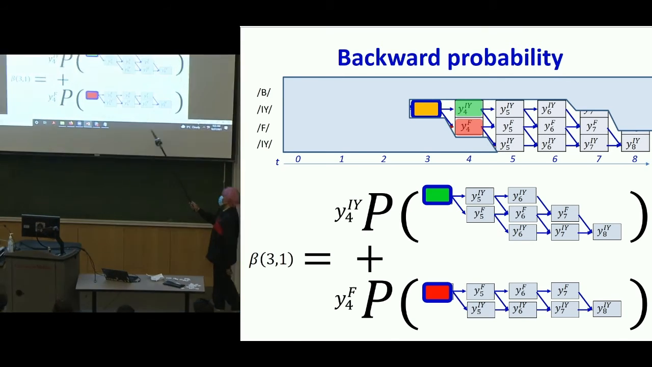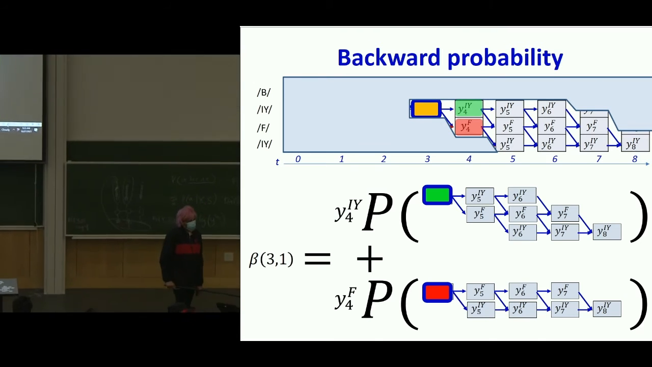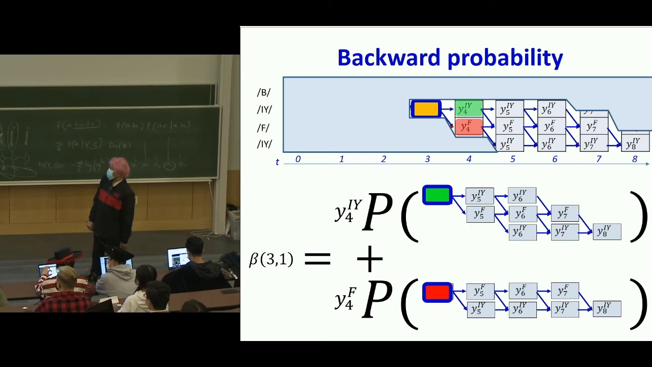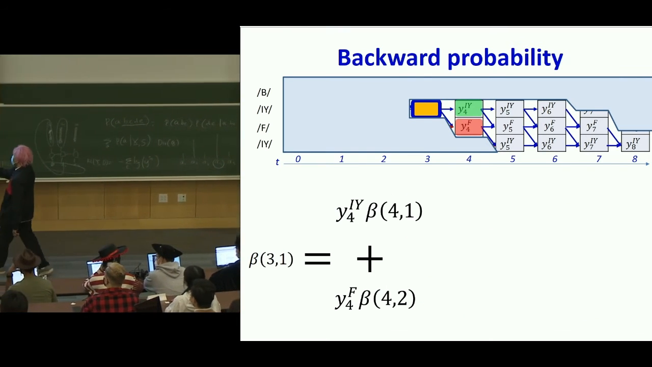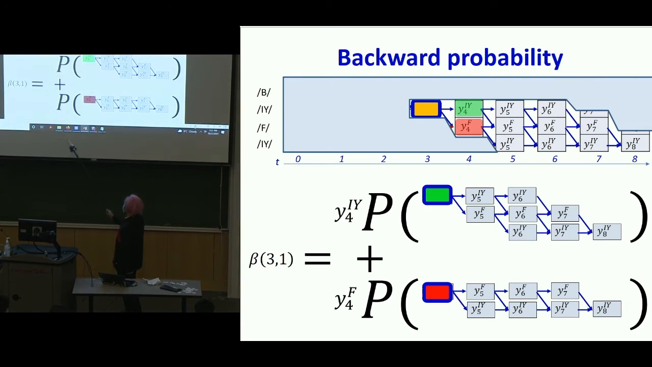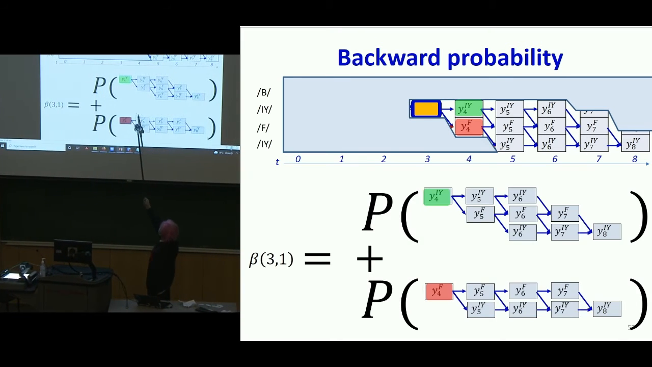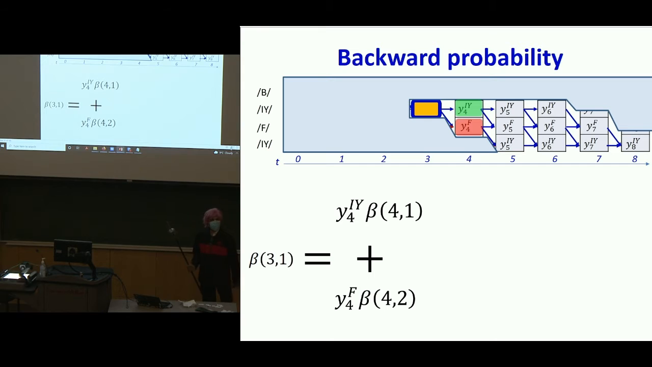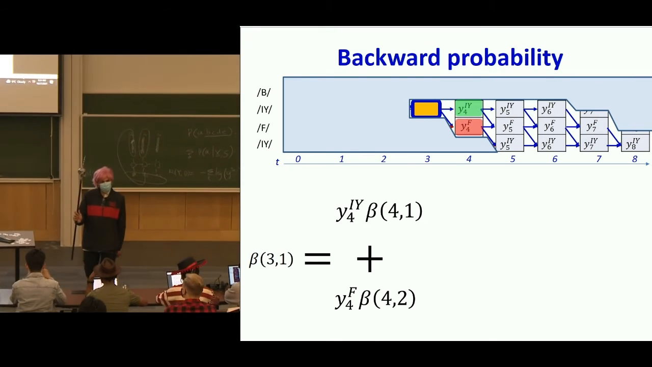Thank you, right? I can just pull y4 out, and now this begins to look very similar to what we just saw. And so the total probability of this guy here is going to be y4f times beta 42, and the total probability of this subgraph is going to be y4e times beta 41. Making sense to everybody? Right?